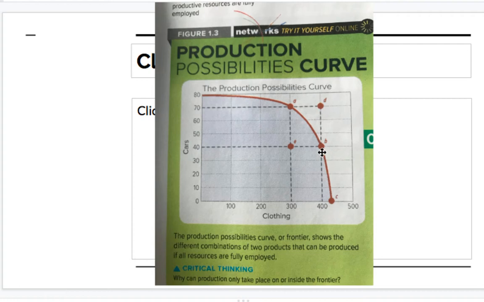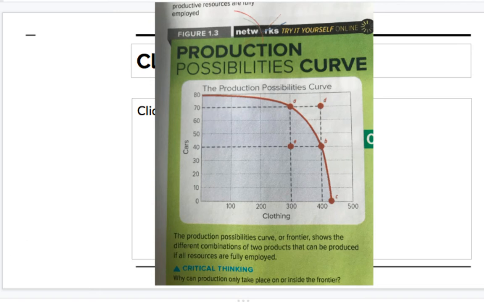We could also shift down here where we use more of the products to create more clothing. And so if we make 100 more units of clothing, we can make less in cars. So we go from 80 to 40. So the value of those last 40 cars is 100 units of clothing. I'll give you some more examples of that in class after this lecture.